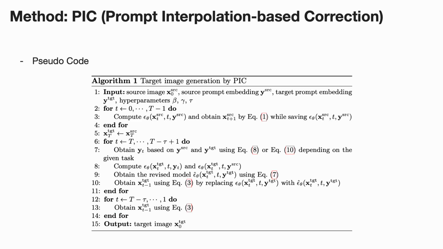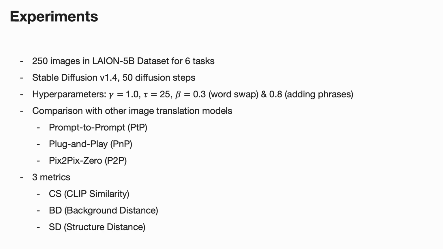And this is the pseudocode of our algorithm called PIC, Prompt Interpolation Based Correction. First, the forward process is done during large T steps. Then we calculate the noise epsilon theta hat during tau steps in the reverse process, using the correction term via prompt interpolation. After tau steps, the naive reverse process is performed. We follow this pseudocode in all experiments.